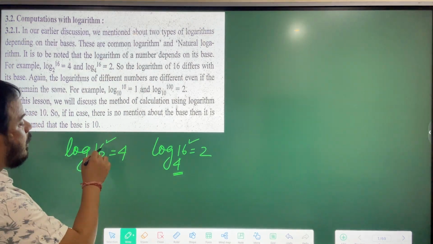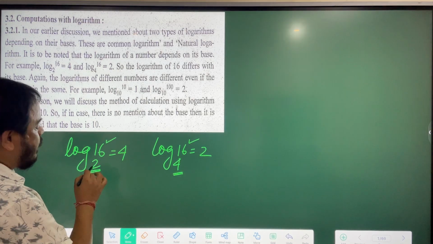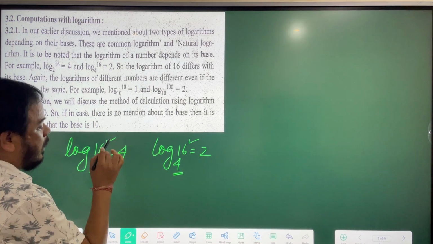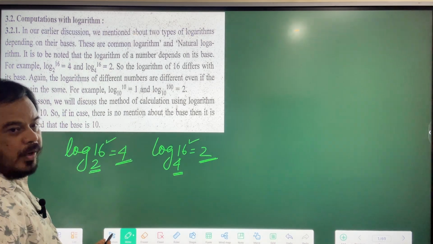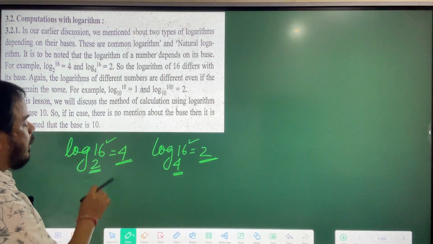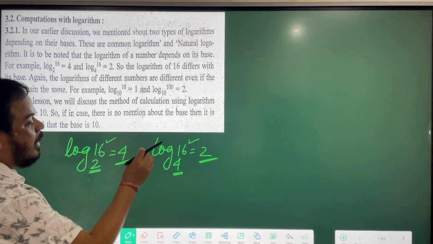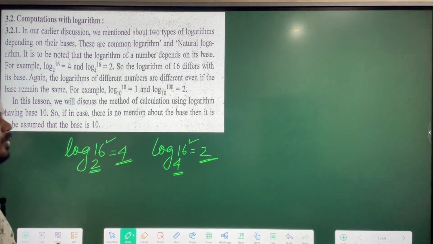Log 16, here also log 16. Here base is 2, here base is 4. Here value is 4, here value is 2. So two different values because the base is different. So depending on base, we will always get different values.